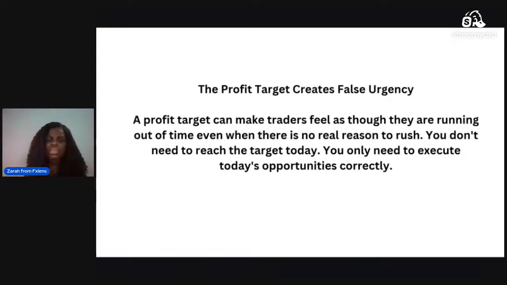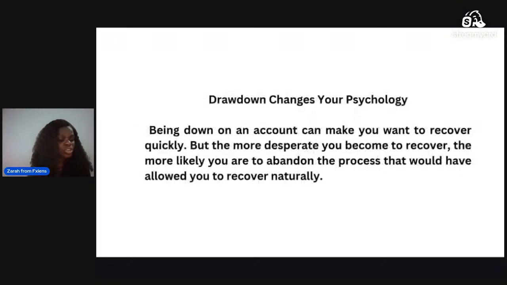Do you understand? You don't have anything to prove to anybody. Nobody actually cares how long it took you to pass your prop firm account. The only thing that matters is that you pass your prop firm account, you trade, and you get your payout. Point blank, period. However you achieve that is nobody's business, and you don't have to prove it to anybody, right? So you don't need to rush to reach the target today. What you just need to do is make sure that you are executing your trades the way you're supposed to.